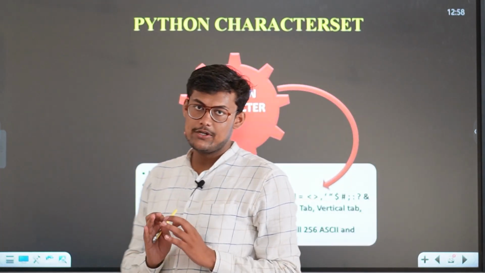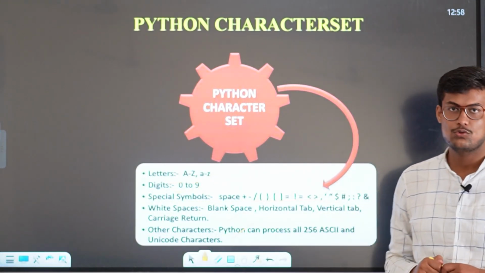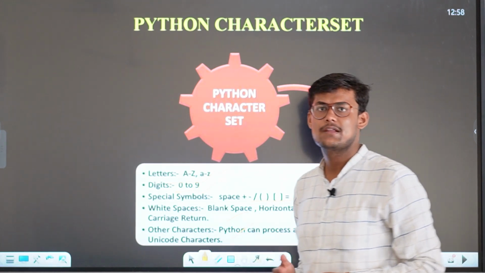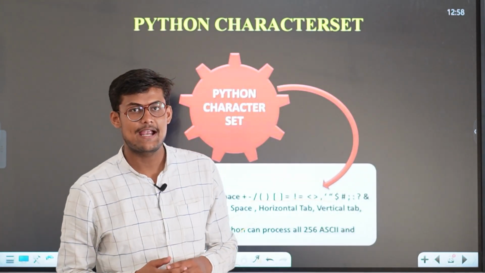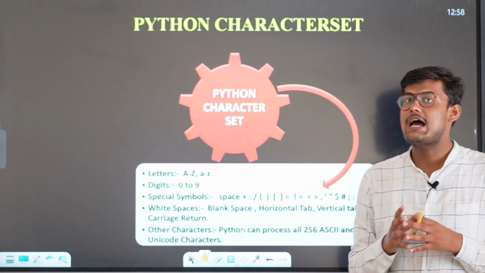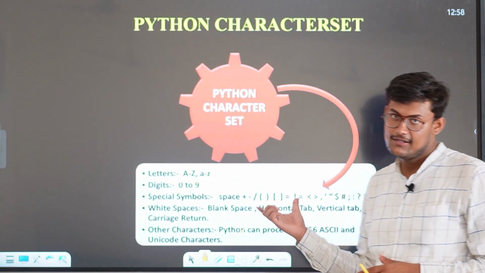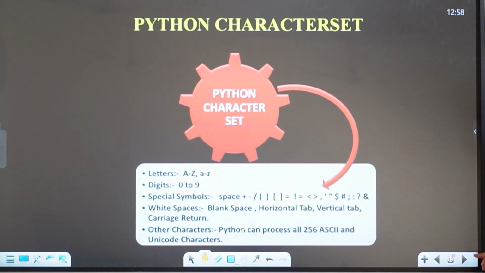And you must have heard about the encoding systems that we use in computers. The very popular one is the ASCII encoding system, and the modern one is the Unicode encoding system. So all ASCII and Unicode characters are supported by the Python programming language, as we can see here.